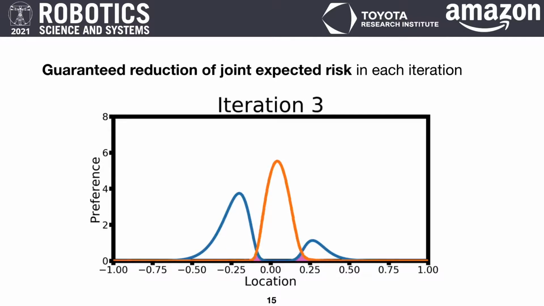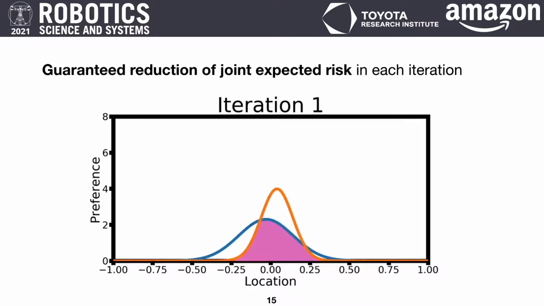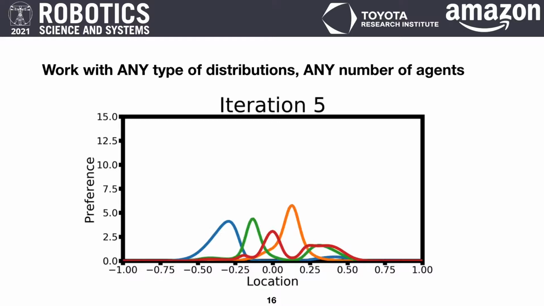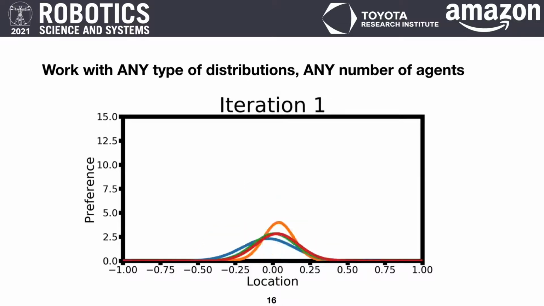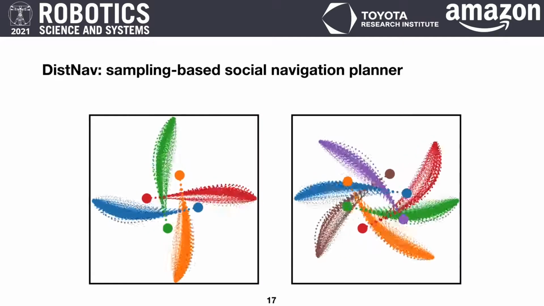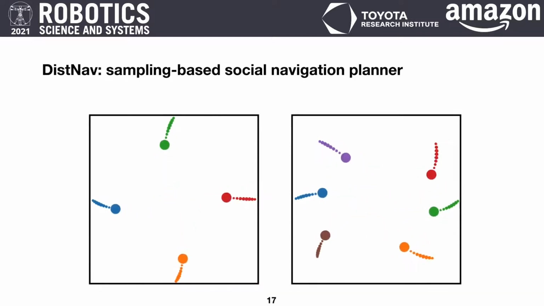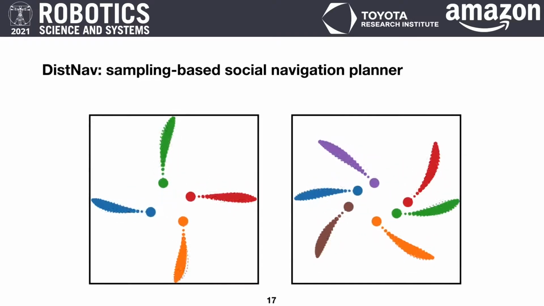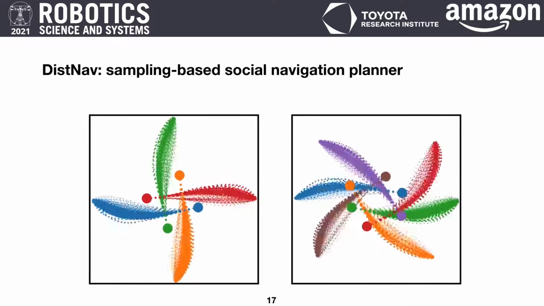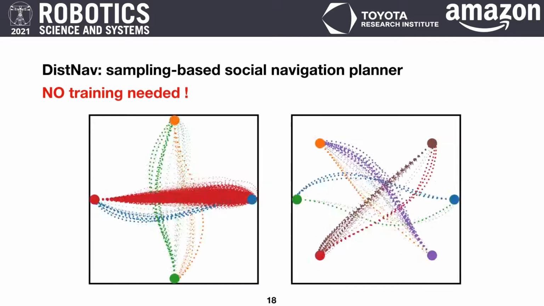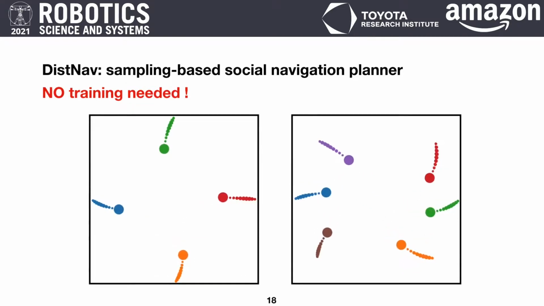And we prove that this update is guaranteed to reduce the joint expected risk, and the reduction is bounded below by the preference deviation. In other words, a larger preference deviation will lead to safer joint preferences. And the above results also hold with arbitrary types of distribution and arbitrary numbers of agents. However, when working with high-dimensional trajectories, computing the update becomes intractable. Therefore, we proposed a sampling-based motion planner, DistNav, to approximate the update rule through Monte Carlo integration. We use Gaussian processes to identify each agent's original preferences, but no offline training is used.